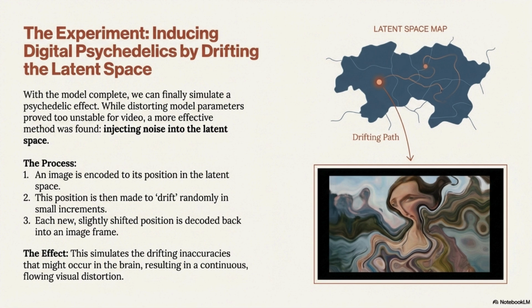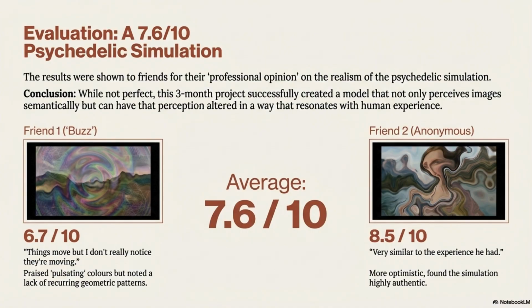Which brings us all the way back to our starting analogy. The AI isn't hallucinating pixels. It's hallucinating a drift in meaning. Yes. And the results were apparently very compelling. Fluid movement, pulsating colors. So, of course, they had to get some peer review.